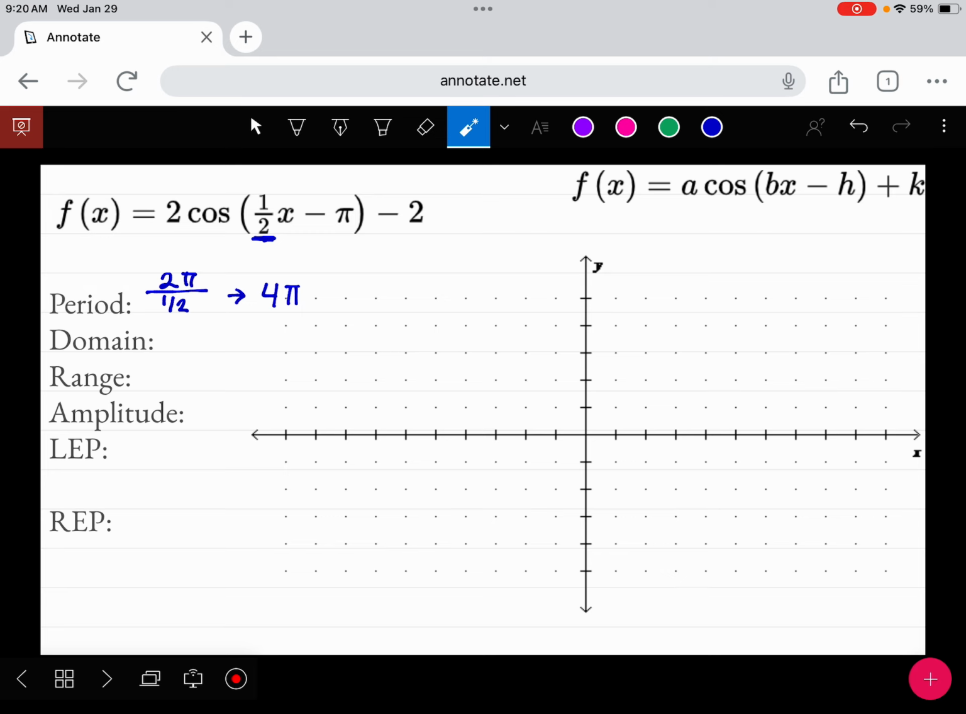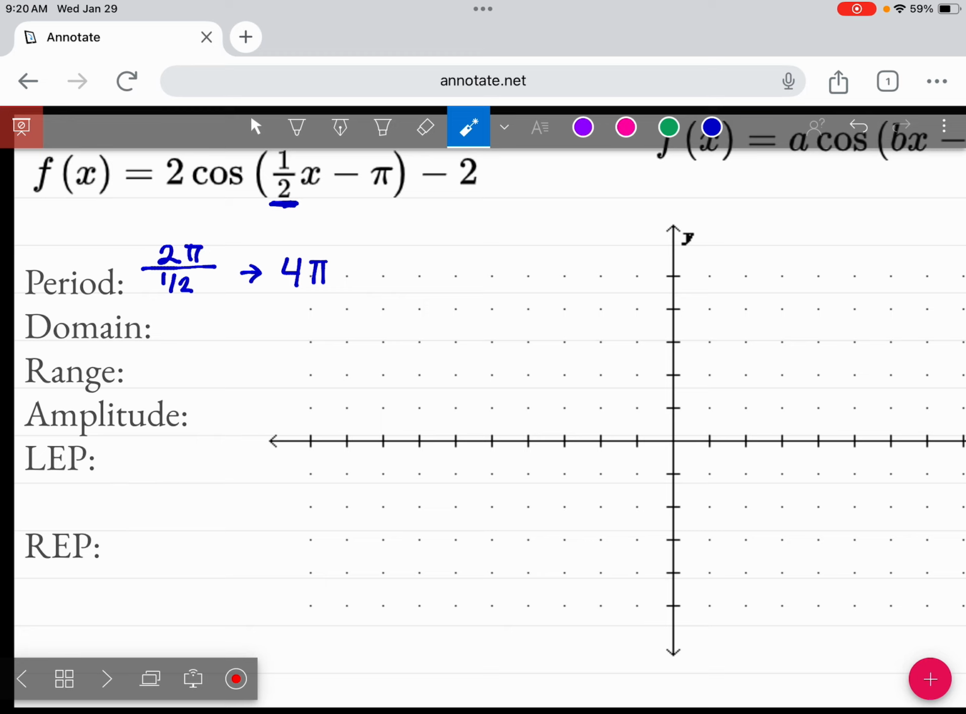So to find our endpoints, we take what's inside, our 1/2 x minus pi, and I want to know what would it take for that thing to be 0, where we normally start. So we're going to add pi to both sides, so we're going to have 1/2 x equals pi. So our starting point is actually at 2 pi.